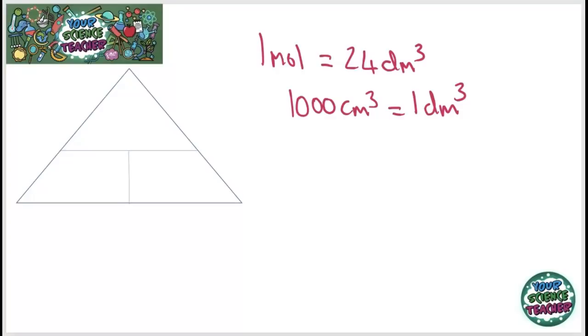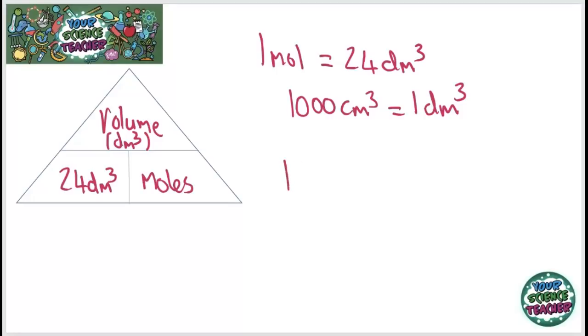And the equation you need to do is volume divided by 24 decimeters cubed. So this volume must be in decimeters cubed if you're dividing by 24. If you want, you can do your volume in centimeters cubed, but you'd have to divide by 24,000, and this gives you moles. So for example, I could tell you how many moles you had if you have 12 decimeters cubed of any gas. It could just be oxygen.